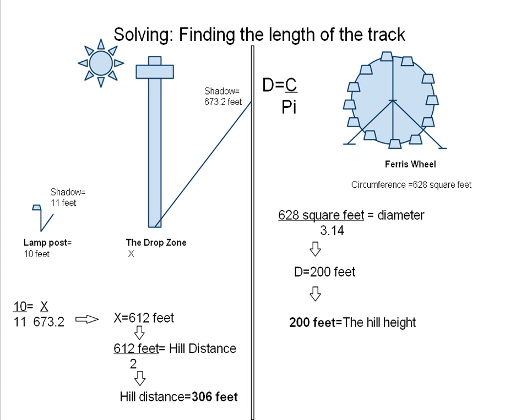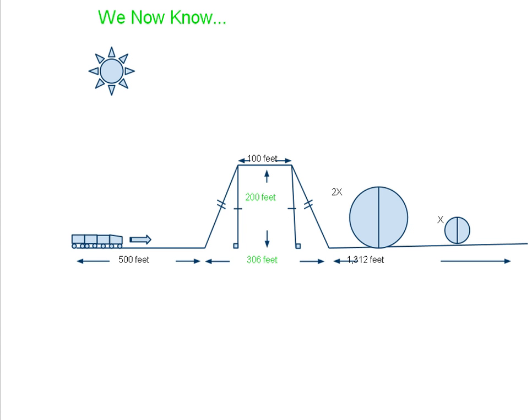Next, we're going to find the diameter of the Ferris wheel. We know that the circumference is 628 feet, so we divide this by pi to get the diameter, which is 200 feet. We now know that 200 feet is the height of the hill. We now know this information.